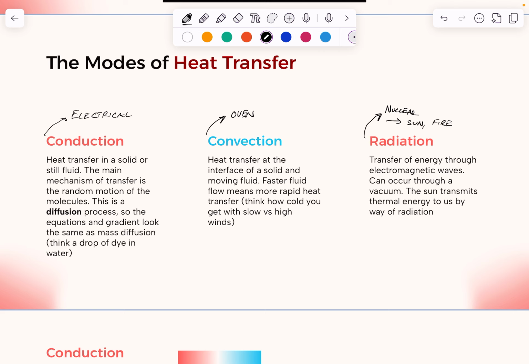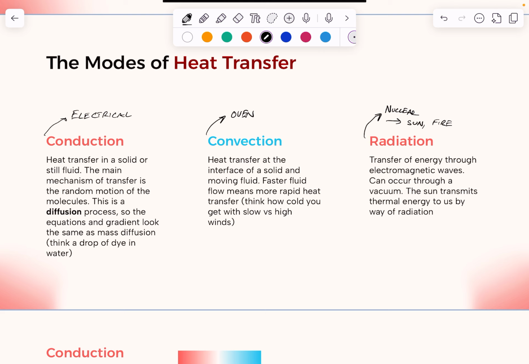Obviously, if there's no wind, you're going to be baking. You're going to be hot. If there's some wind, you'll cool off a little bit, and if there's too much wind, you'll be cold. So that's convection at play. You're convecting, the wind is convecting the heat away from you.